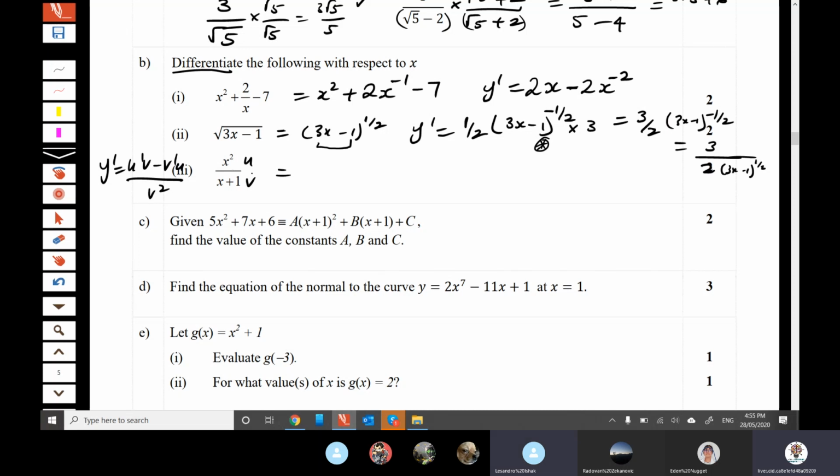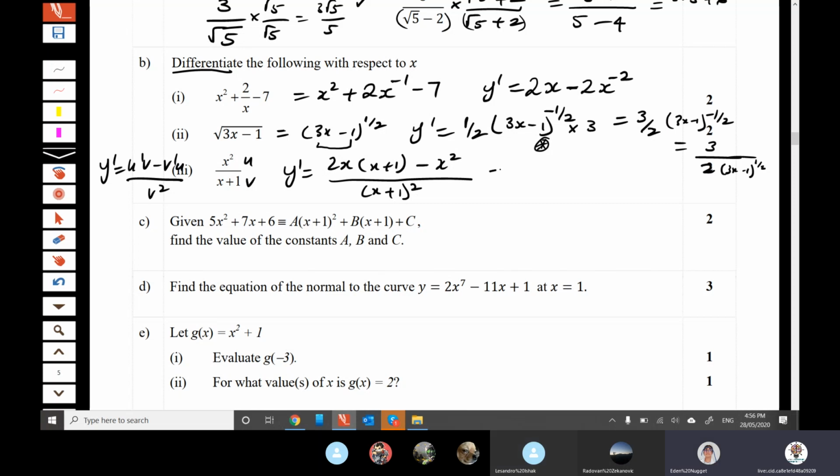Okay, here we go. U dash, the first one. 2x. V is this. Minus v dash. What's the derivative of the bottom? 1. So you can just leave it times u, x squared, all over v squared. x plus 1 all squared like that.